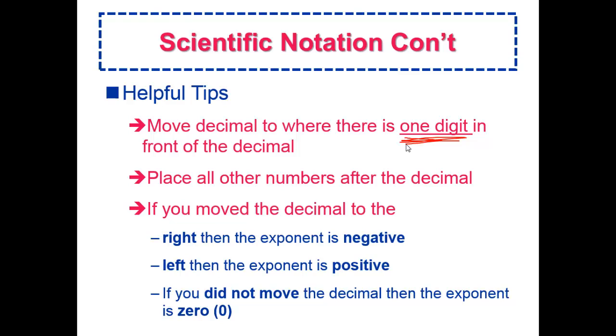If you move the decimal to the right, it's negative. If you move it to the left, it's positive. If you didn't move the decimal at all, then it's going to be 0. Okay, so those are all the things that we need to talk about with scientific notation. And we'll do some examples here in a minute.